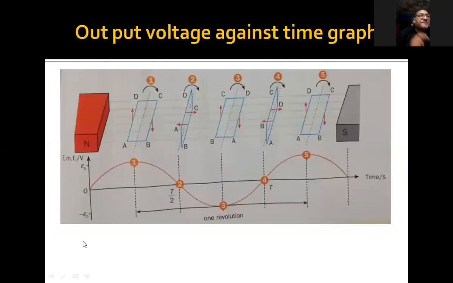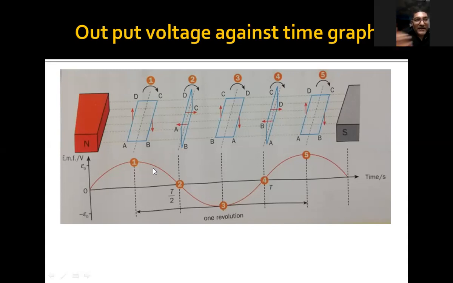Okay, so this is a diagram which is showing you the position of that coil ABCD and the direction of the magnetic field, and the EMF is induced in that coil when that coil rotates inside the magnetic field. And the second diagram there is the EMF and time graph. So here we are showing you how the EMF is induced at different times.